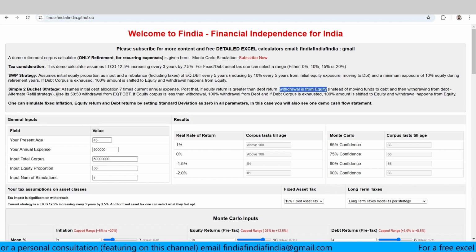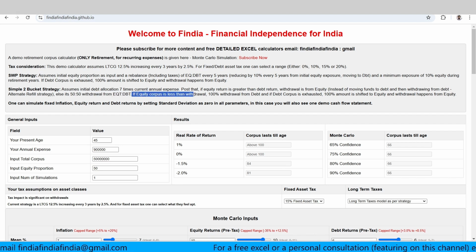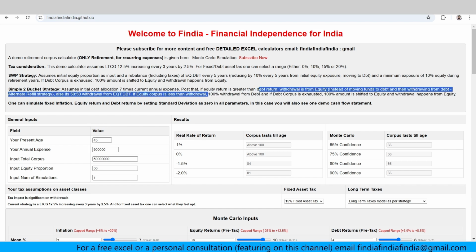Our strategy is very simple. We take a balanced approach of 50-50 withdrawal, that means from equity and debt. And if the equity corpus is less than the withdrawal, that means you don't have anything left in the equity corpus, we take 100% withdrawal from debt.